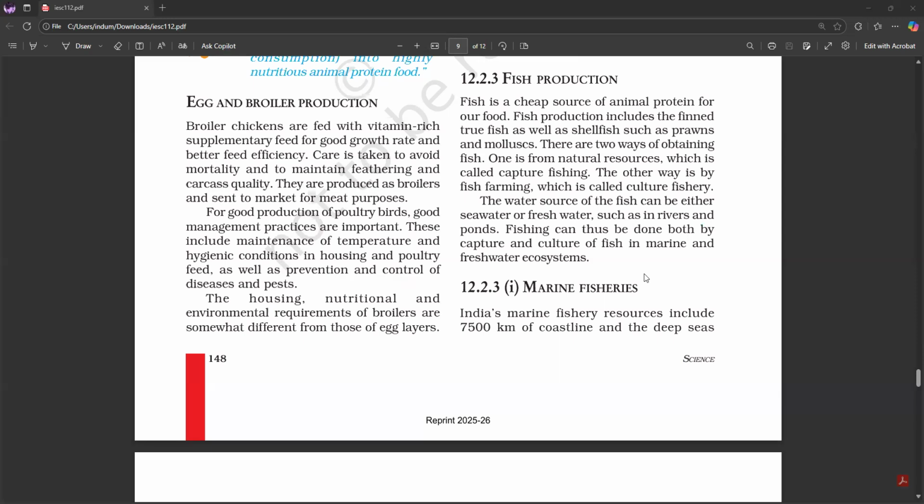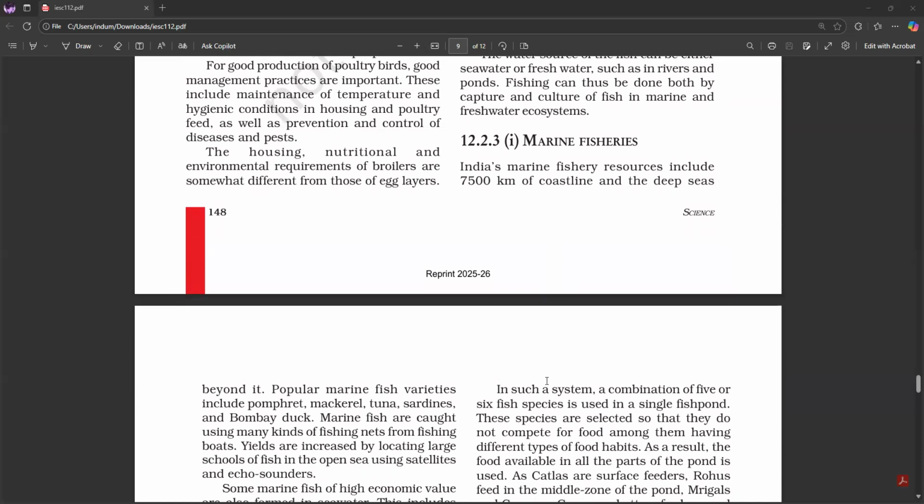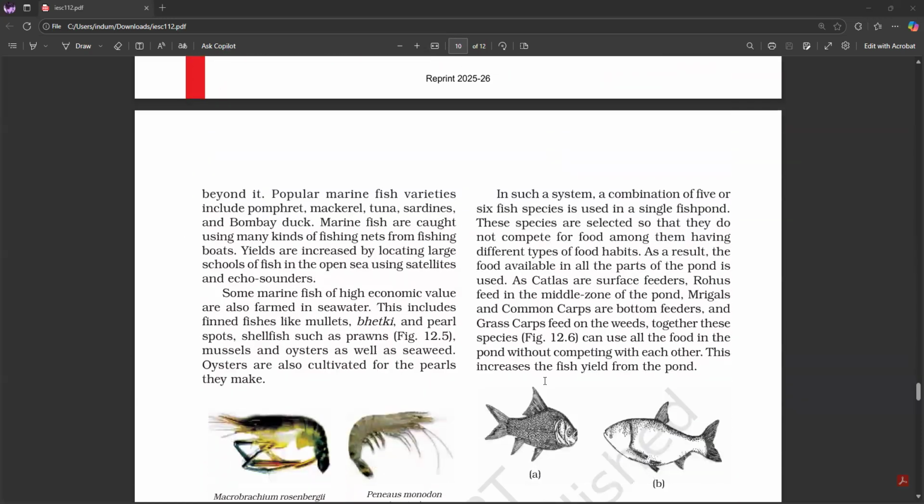The water source of the fish can be either seawater or fresh water, such as in rivers and ponds. Fishing can thus be done both by capture and culture of fish in marine and freshwater ecosystems. Marine fisheries. India's marine fishery resources include 7,500 kilometers of coastline and deep seas beyond it.